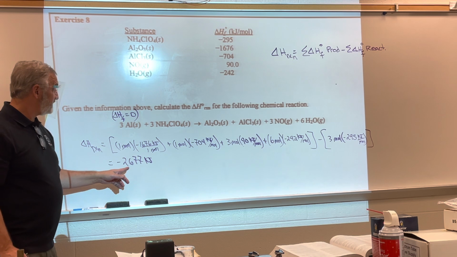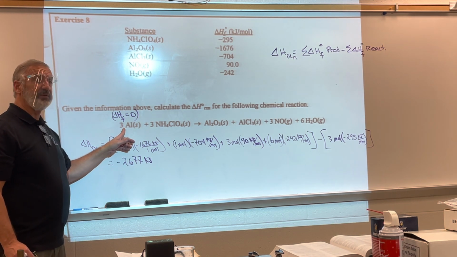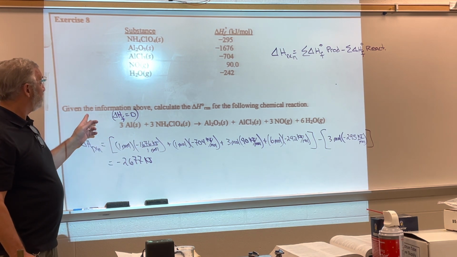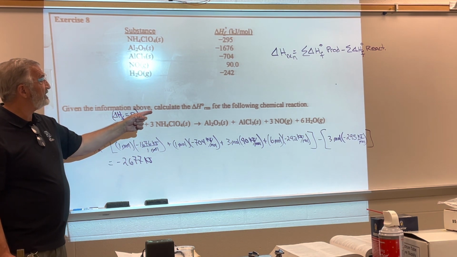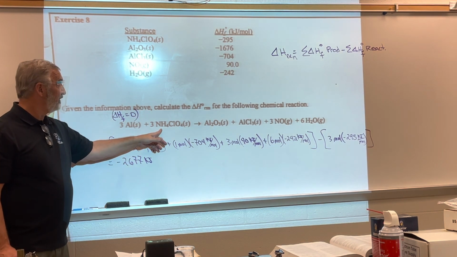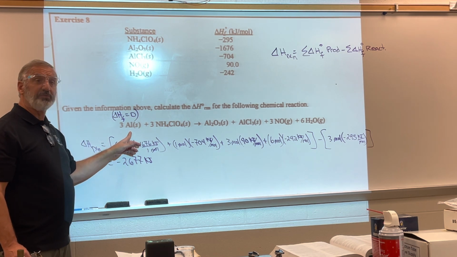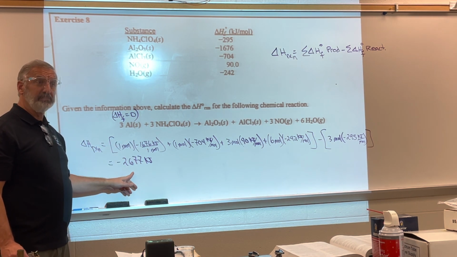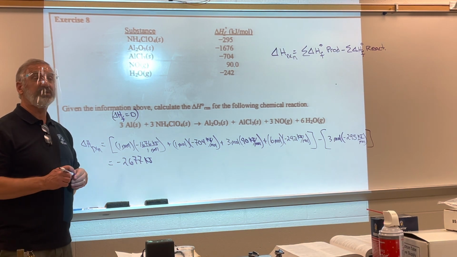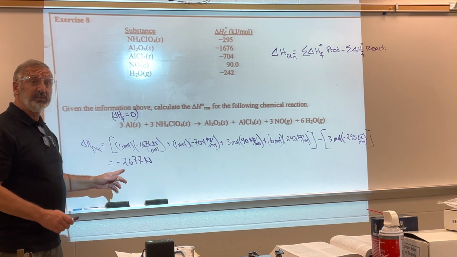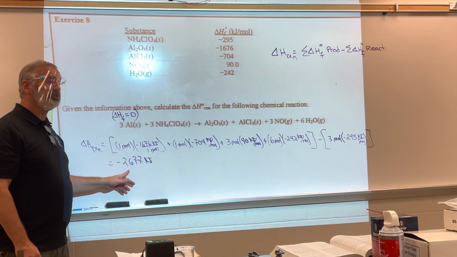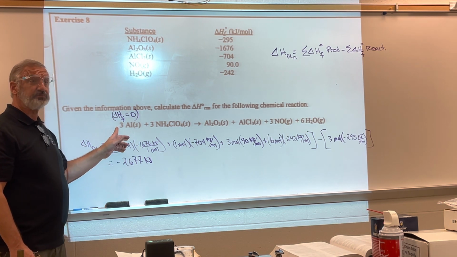So listen, this is per 3 moles of aluminum that react. This is per 3 moles of this. So if it wanted to find, given the information, calculate delta H for the reaction, but if it said in kilojoules per mole of aluminum reacted, we'd have to divide this by 3 moles to get kilojoules per mole. So you have to read the question. Is it asking for the overall heat of the reaction, which is this, or is it asking for kilojoules per mole? If it's asking kilojoules per mole, you just got to go and divide by the coefficient.